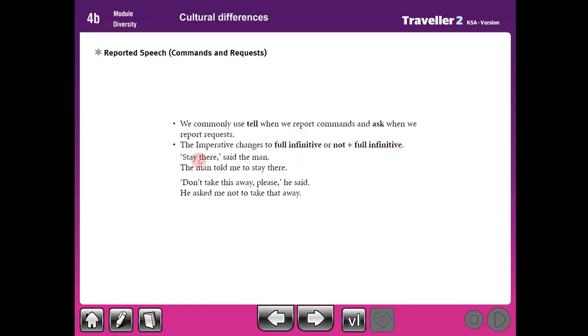Stay there, said the man. Report speech. The man told me to stay there. Negative. Don't take this away, please, he said. Report speech. He asked me not to take that away.